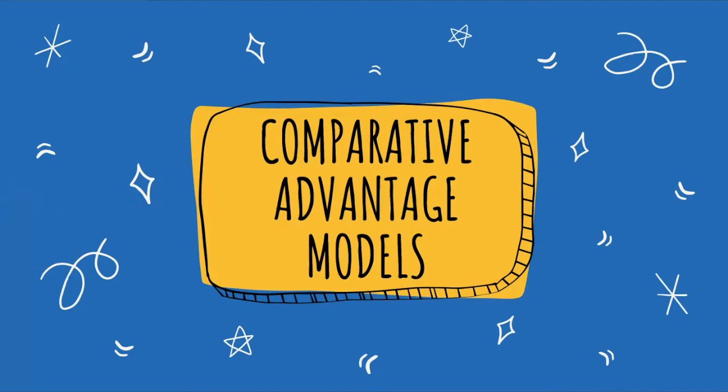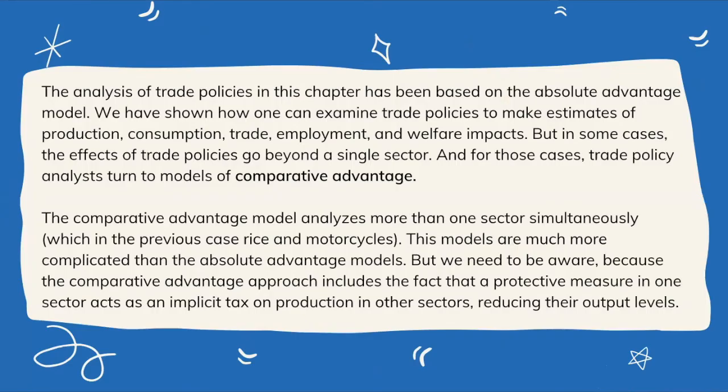So next is comparative advantage models. The analysis of trade policies in this chapter has been based on absolute advantage. So we have shown how we can examine trade policies to make estimates of production, consumption, trade, employment, and welfare impacts. But in some cases, the effects of trade policies go beyond a single sector. For those cases, trade policy turns to models of comparative advantage. This comparative advantage model analyzes more than one sector simultaneously, for example, rice and motorcycles in the previous case. And these models are much more complicated than the absolute advantage model.